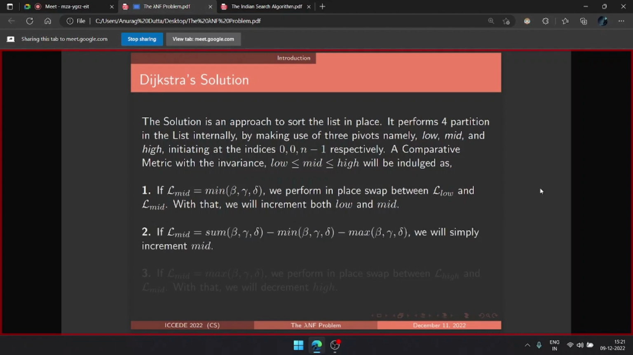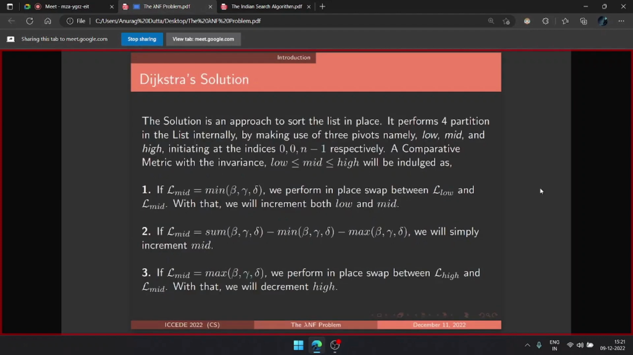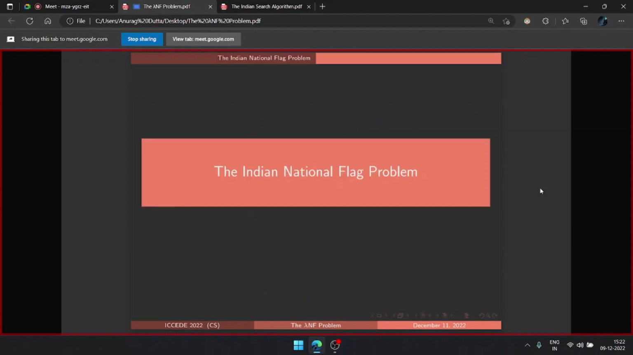In the other case, if the mid value is equal to the sum of all of these minus the minimum and the maximum, this is basically the second largest value among beta, gamma, and delta. It is a generic way of representing this. And in the third case, we represent it as the maximum of these three values. For the third case, we swap this highest value and the mid value, and decrement the value of high.